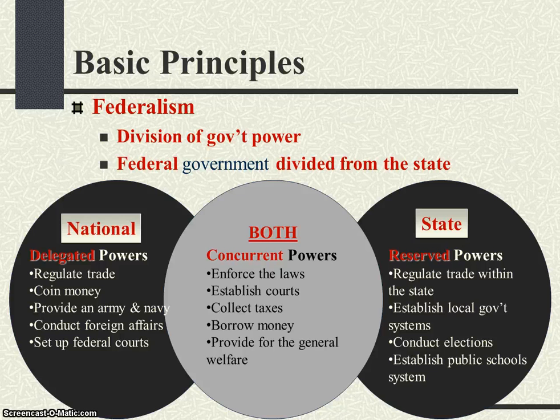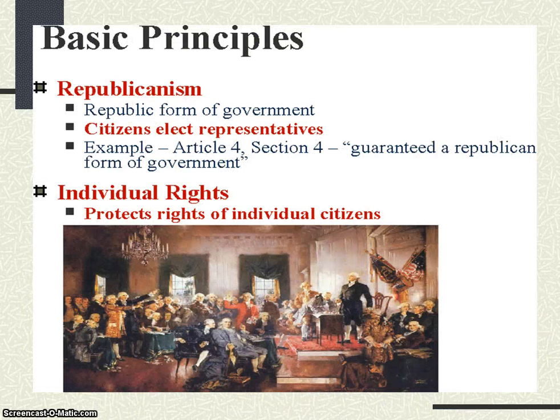Okay, if it is a power that is shared between the federal government and the state governments, they're called concurrent powers. Those things might be enforcing the laws, establishing courts, collecting taxes, borrowing money, providing for the general welfare of the population. Your states have specific powers as well, which are reserved powers. So these things are reserved to the states. The states deal with those things. So regulating trade within the state, establishing local government systems, conducting elections, establishing public school systems, those things are reserved powers to the states.